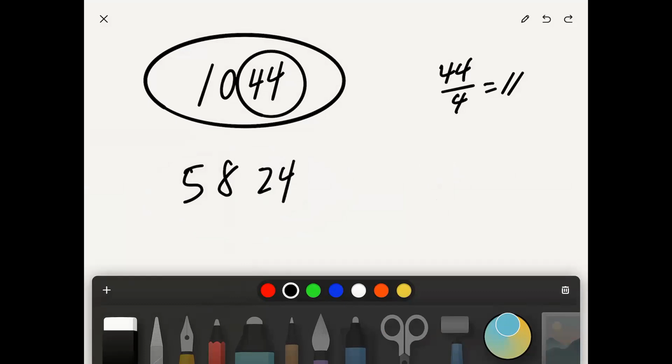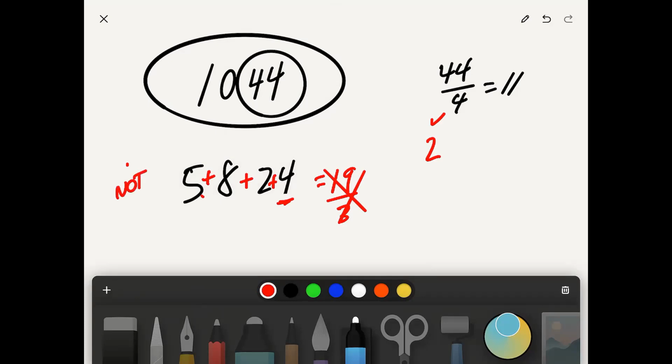All right, so 5,824, is that divisible by 6? Well, it's definitely divisible by 2. Okay, that works because it's an even number. Now, to find out if it's divisible by 3, we have to add up all the digits. So this would be 5 plus 8 is 13, 13 plus 2 is 15, 15 plus 4 is 19, and 19 is not divisible by 3. So this number is not divisible by 6.